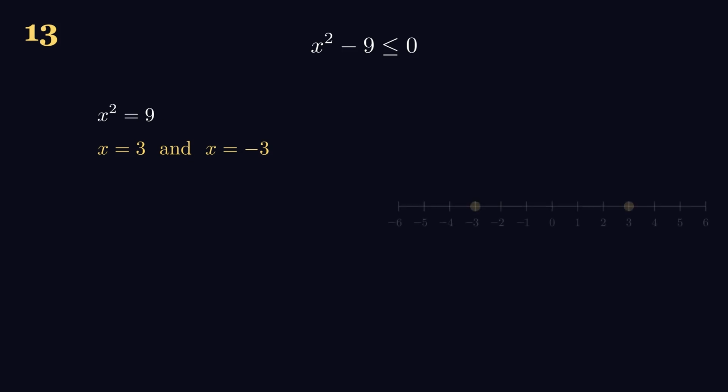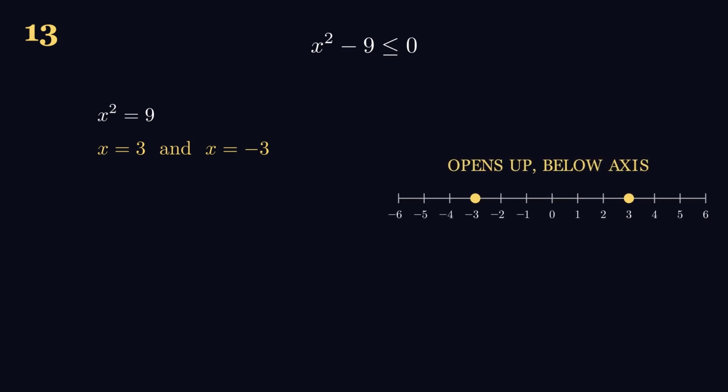Number 13. Solve x squared minus 9 less than or equal to 0. Roots. x squared equals 9. x is 3 or negative 3. Opens up and less than or equal to 0 means below the axis. That's between the roots. So negative 3 less than or equal to x less than or equal to 3.